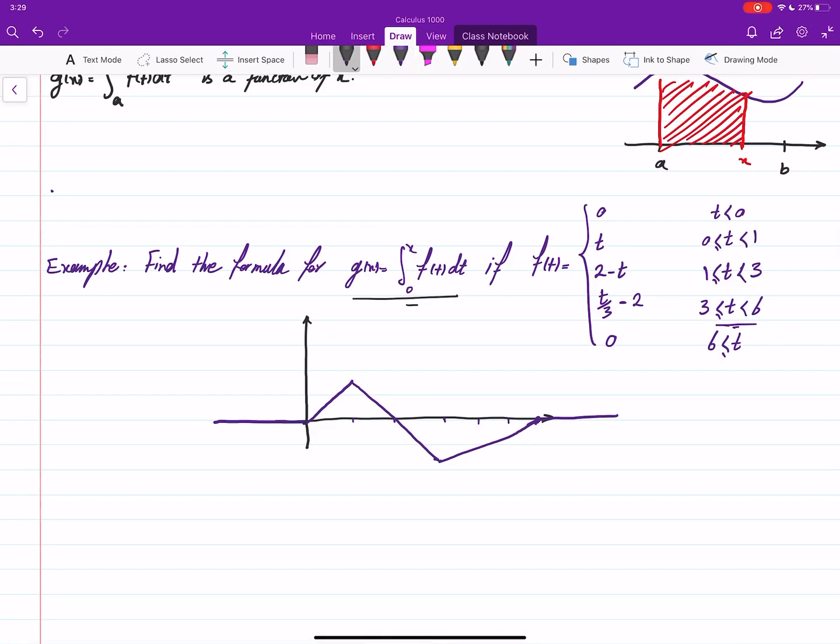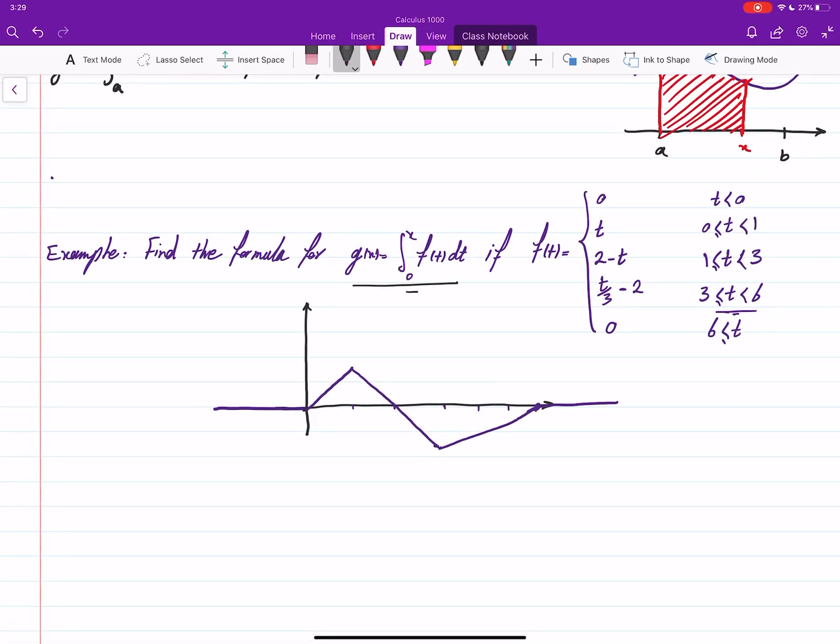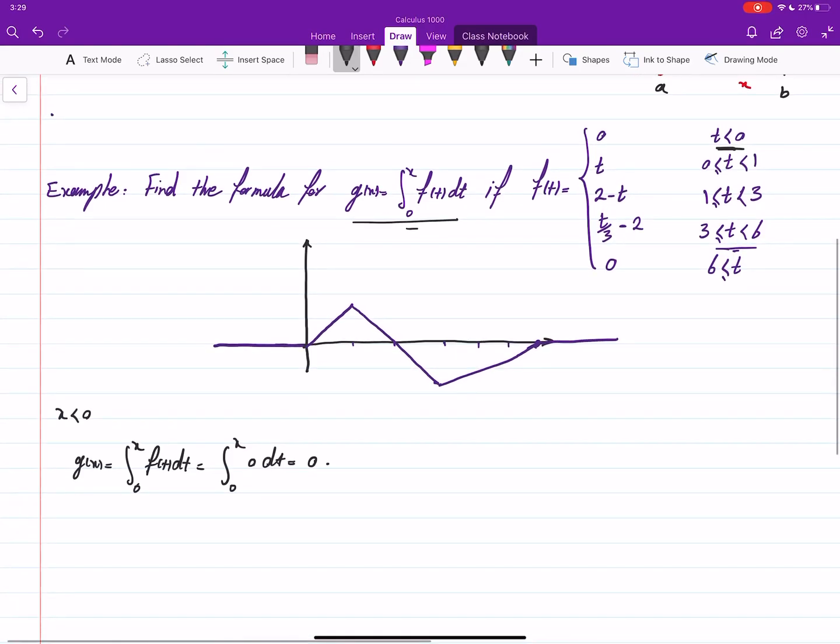Now, if you're looking for g(x), you see that depending on x, we are going to deal with different cases. For example, if x is less than 0, then g(x) is the integral from 0 to a negative number of f(t) dt. The integration is on a negative interval, and based on this part of the definition, the function is 0, and that gives you the formula for g(x), which is 0.